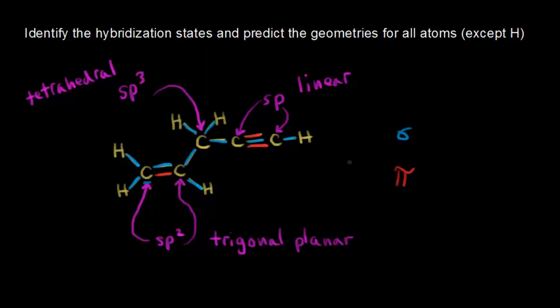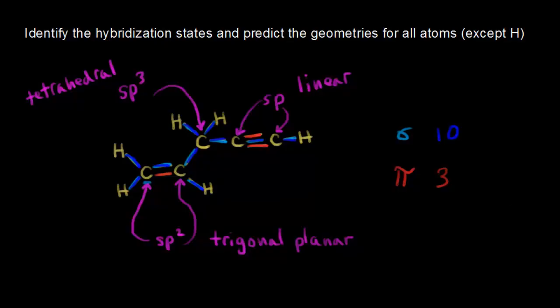And if you count up all of those sigma bonds, right, you should get 10. So let's do that really quickly. Let me go ahead and change colors here. So you get 1, 2, 3, 4, 5, 6, 7, 8, 9, and 10. So we have 10 sigma bonds total. And in terms of pi bonds, we had 3 pi bonds. So 3 pi bonds for this molecule.